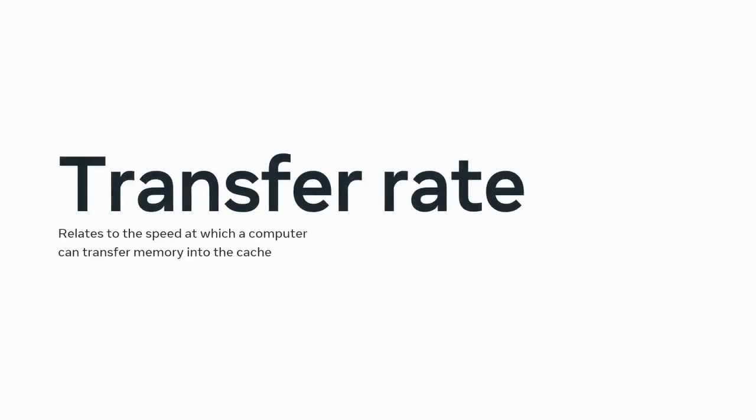So, an important concept to consider when discussing memory is the transfer rate. This relates to the speed at which a computer can transfer memory into the cache for processing. Now that you better understand the processing part, let's explore the different types of memory and start with cache memory.